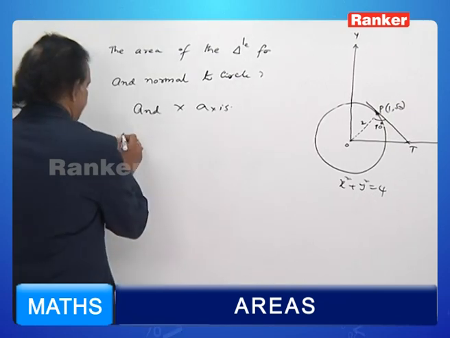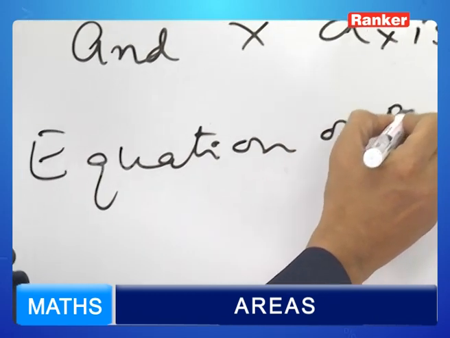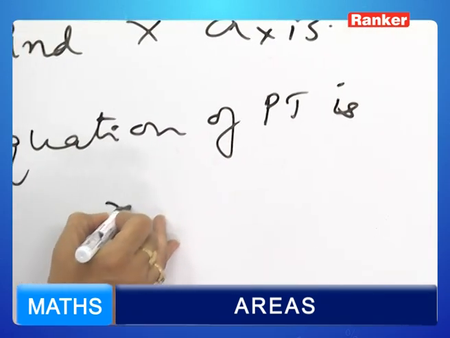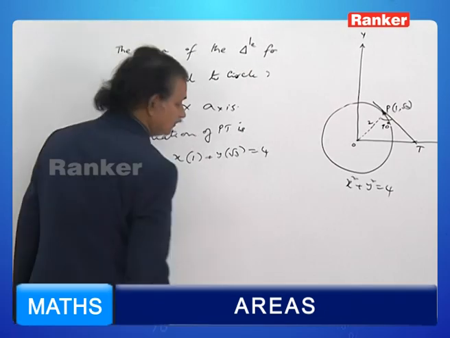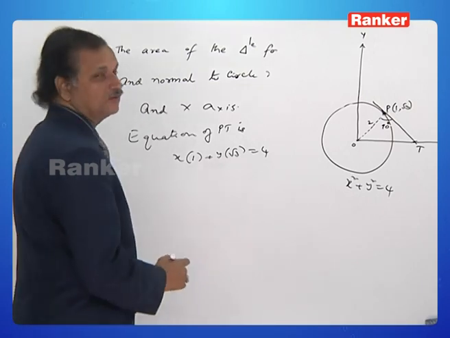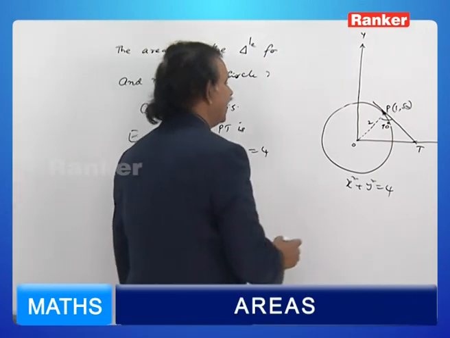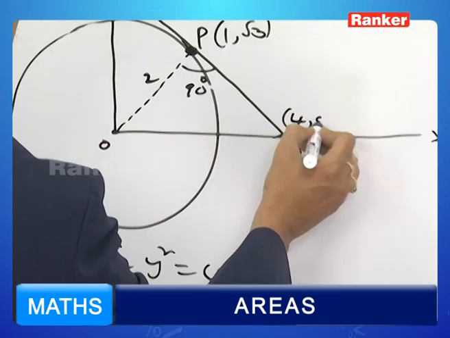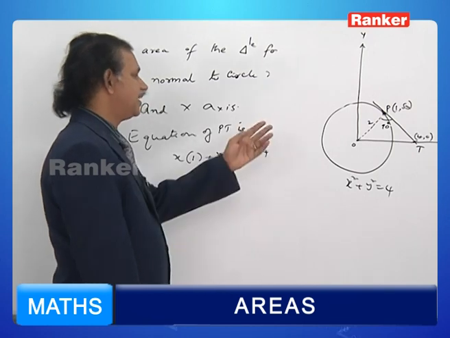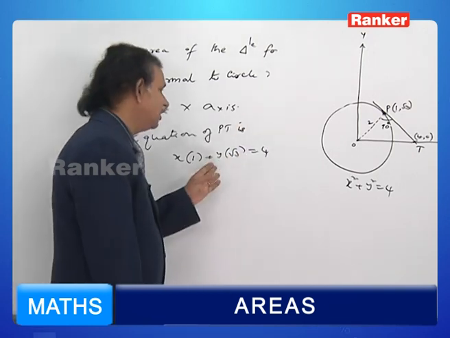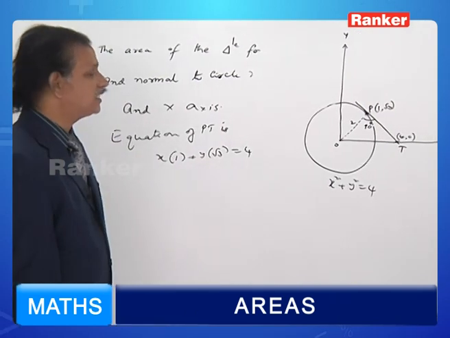Equation of PT is x x1 plus y y1 is equal to r square. That is x plus y root 3 is equal to 4. That is the equation of the tangent. It meets x axis at y is equal to 0. You put y is equal to 0. X into 1 is 4. That is x is 4. And the point T is 4, 0.